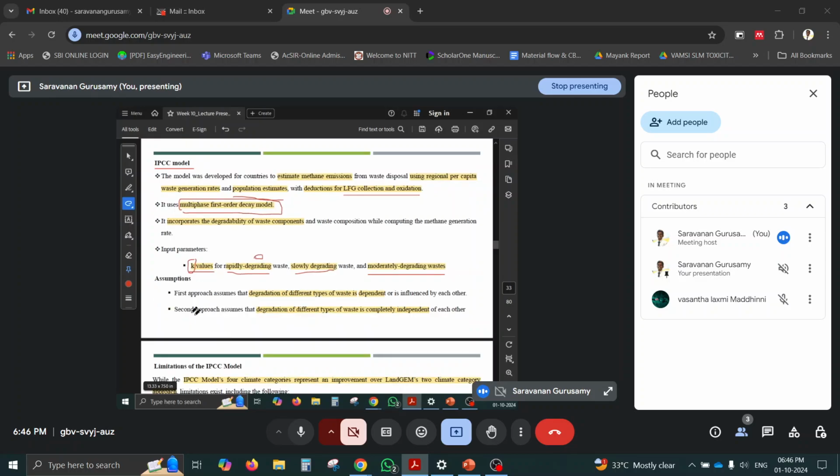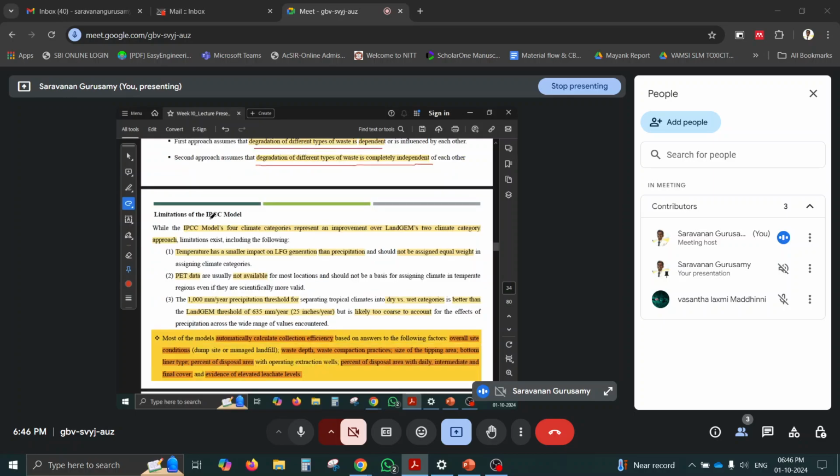Here, the assumption is that the first approach assumes degradation of different types of waste is dependent, and in the other, degradation of different types of waste is completely independent. There are two approaches. Based on the different components of the waste, any one waste's degradation may be dependent on the degradation of some other waste. So this approach we have to check, and give the proper assumption.